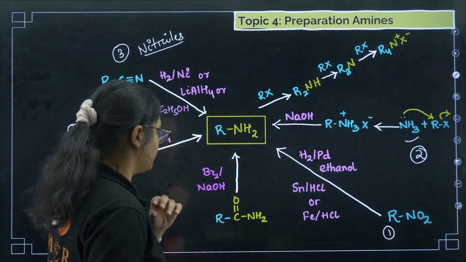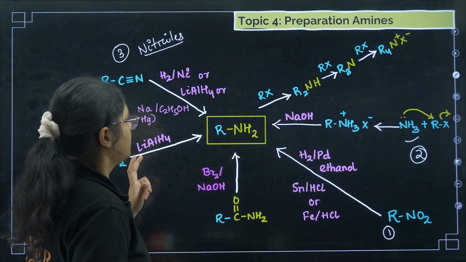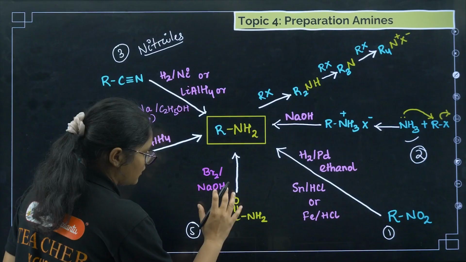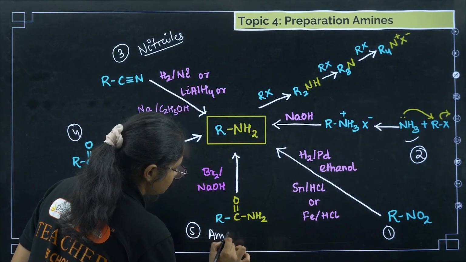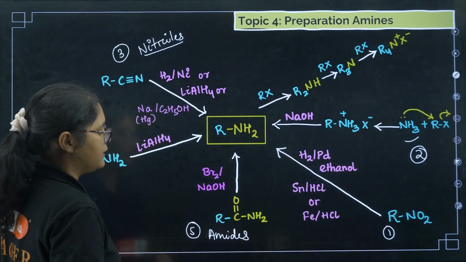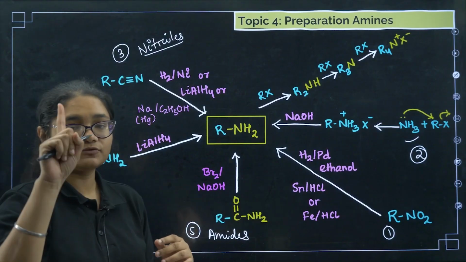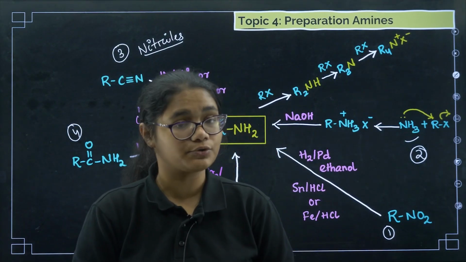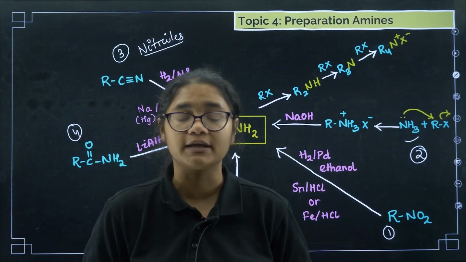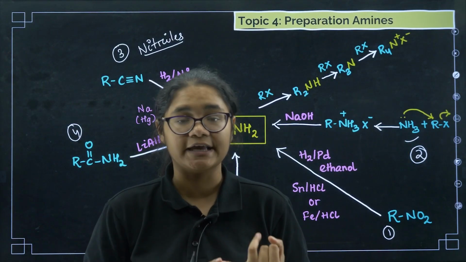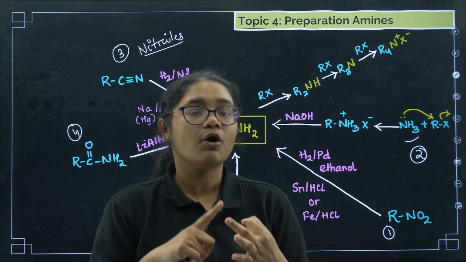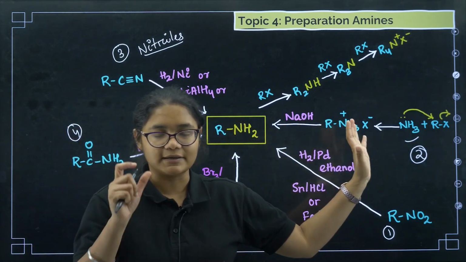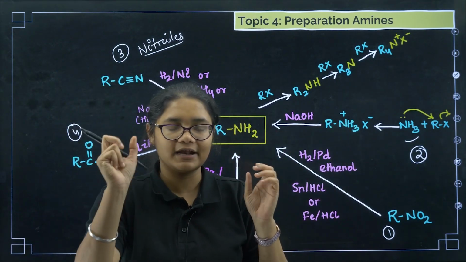Now coming to the next one. So we got how many things? Four, and the fifth one is your amides group. Reaction with amides. The first one is what? Reduction of nitro compounds. What reagent can we use? You can use Sn/HCl, Fe/HCl, or hydrogen palladium in ethanol. Now ammonolysis, simple, you have to take what? RX and ammonia.